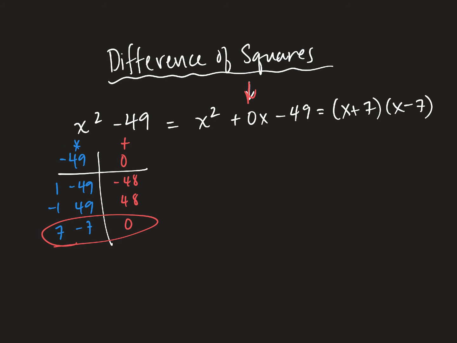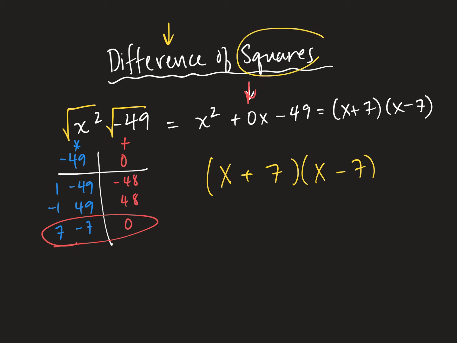The shortcut here, though, is that if I take the square root of each term, that'll give me the first and second terms. So the square root of x squared is x, and the square root of negative 49 is positive 7 and negative 7. And that will work on anything that is a difference, so it has to have a subtraction sign, of squares. So both numbers have to be squares.